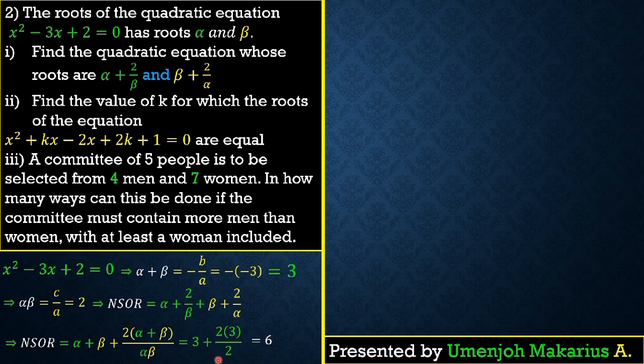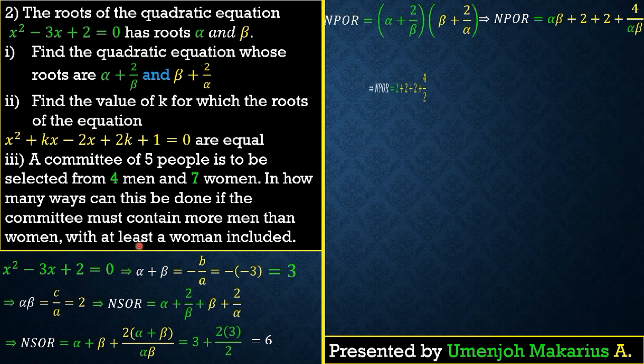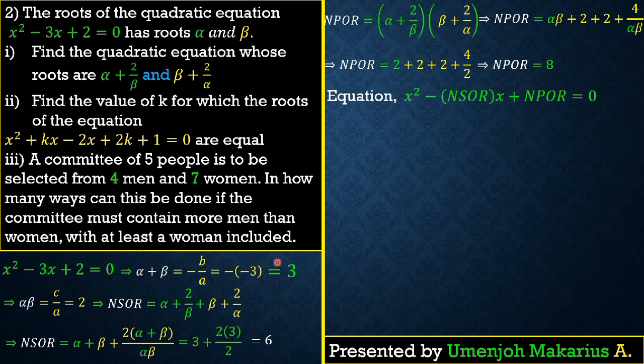Okay, now guys, what then is our new product of roots? It is simply gotten by replacing the "and" symbol here with multiplication. So we are going to have alpha plus 2 over beta into beta plus 2 over alpha, guys. Expanding this term, we are going to have alpha beta plus 2 plus 2 plus 4 over alpha beta. What is alpha beta, friends? It is 2. So putting all the values, guys, we are going to have this. Simplifying, we have 8.